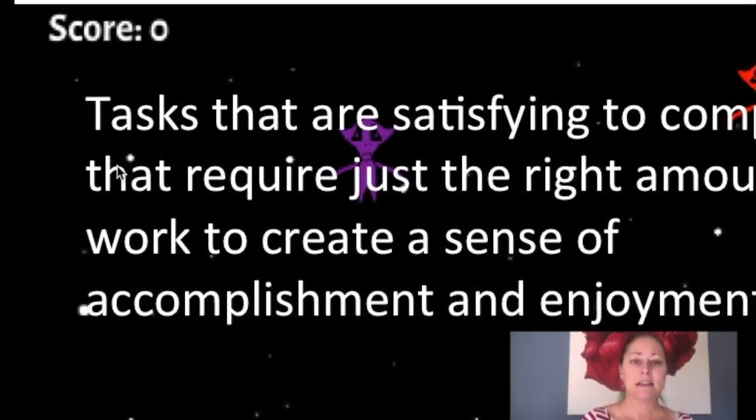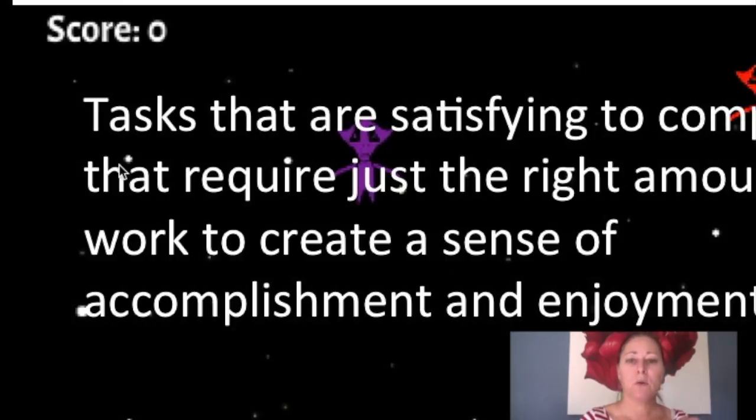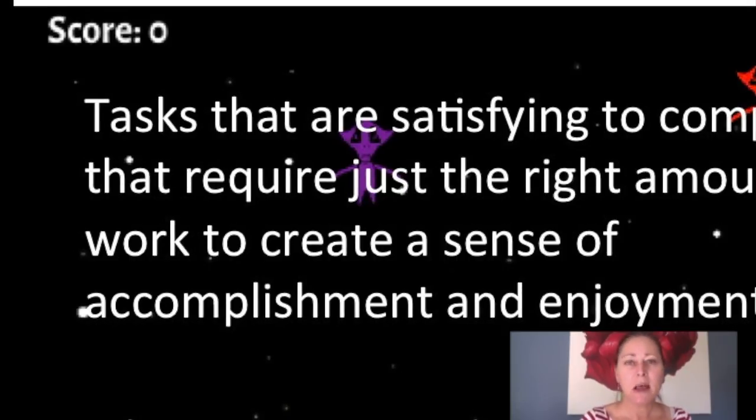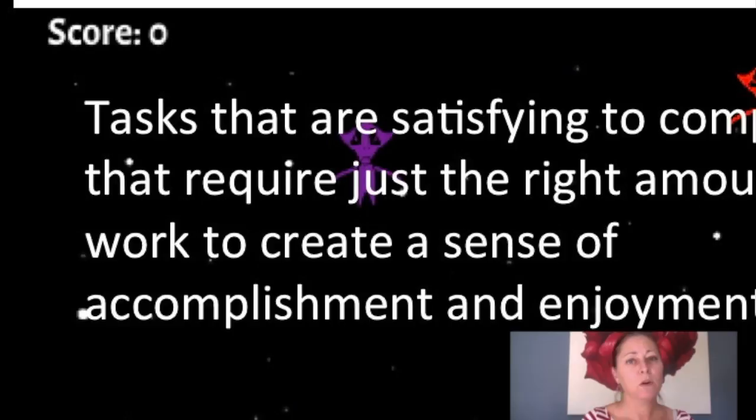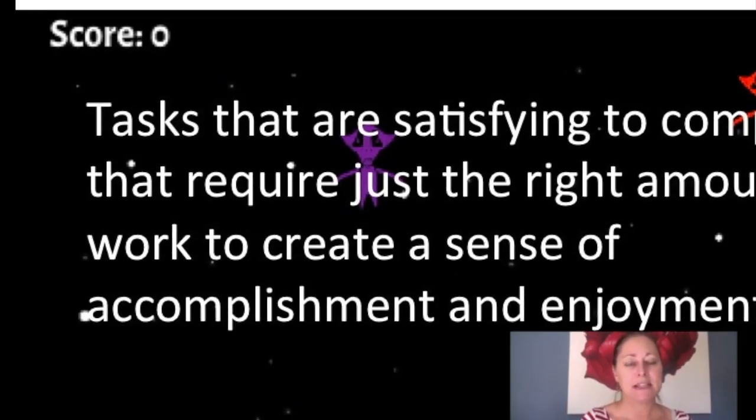So the tasks that are most satisfying to complete are ones that require just the right amount of work to create a sense of accomplishment. So you want the player to have to work for something, but not too hard, because if they work too hard for something, or they're just trying it over and over again and can't get past a level, it can create some frustration and make them walk away from play.